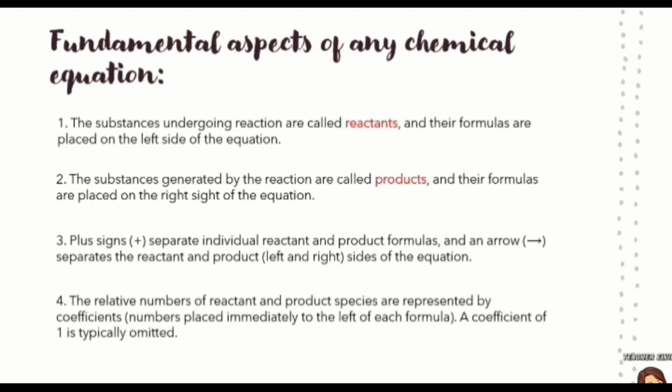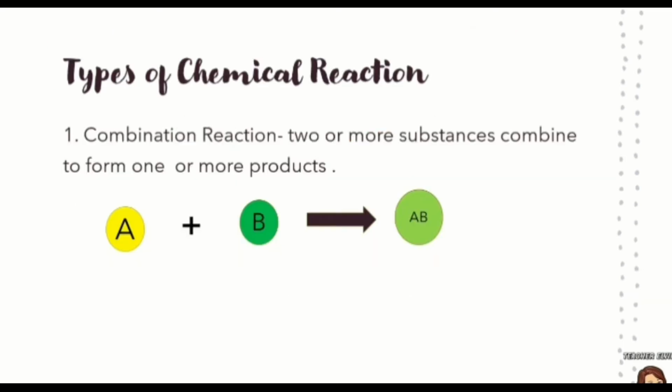The relative numbers of reactant and product species are represented by coefficients, numbers placed immediately to the left of its formula. A coefficient of 1 is typically omitted. So let's discuss the different types of chemical reaction. Number 1 is combination reaction.